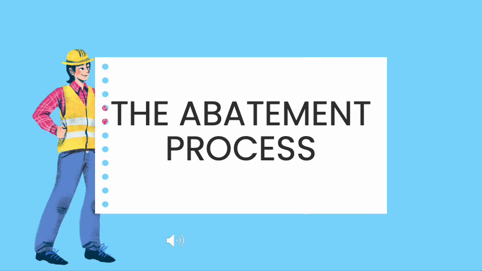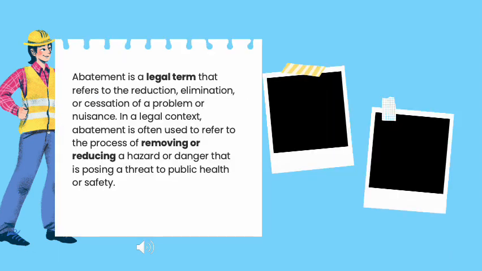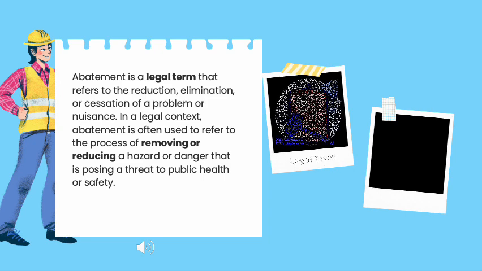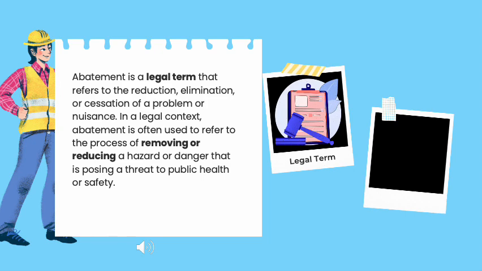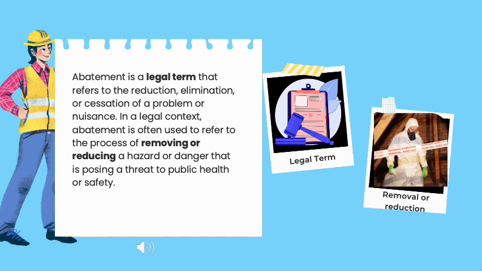The abatement process. Abatement is a legal term that refers to the reduction, elimination, or cessation of a problem or nuisance. In a legal context, abatement is often used to refer to the process of removing or reducing a hazard or danger that is posing a threat to public health or safety.